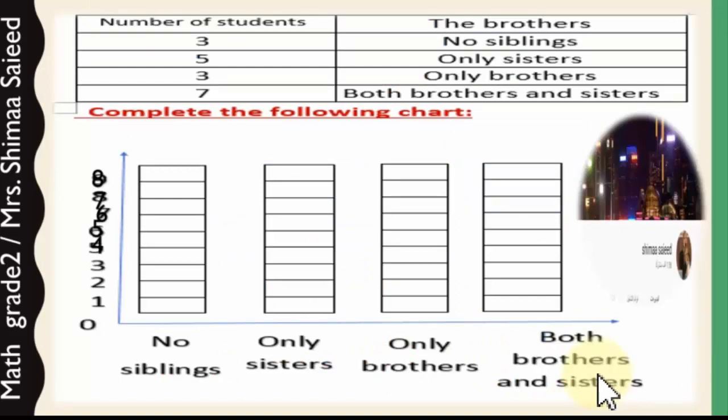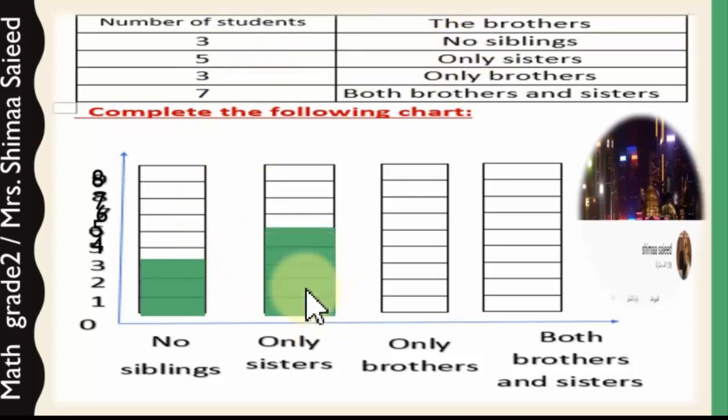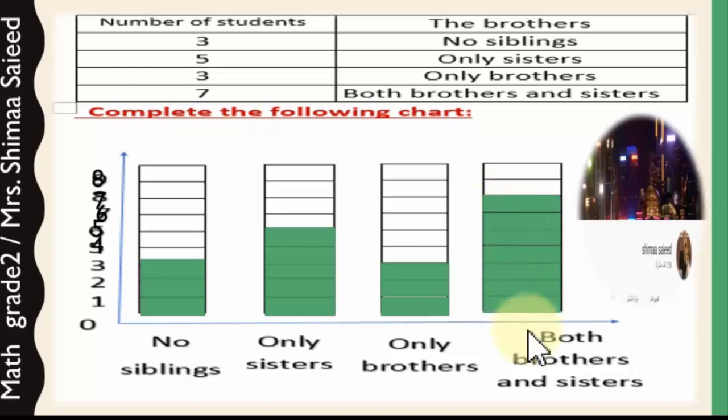Okay, look at the following table. This is the chart that expresses the number of sisters, brothers, or both brothers and sisters for students of the class. The first expresses 3. The second expresses 5, which is only sisters. 1, 2, 3, 4, 5. The third, with only brothers, expresses 3. So color 3. The last one, both the brothers and sisters, expresses 7. 1, 2, 3, 4, 5, 6, 7. So color 7.